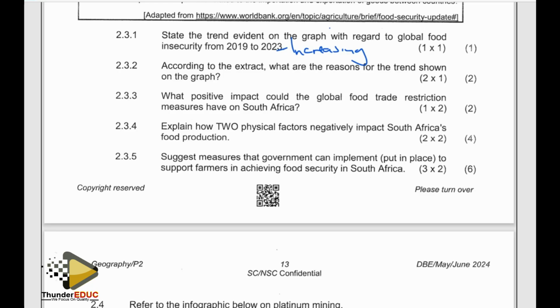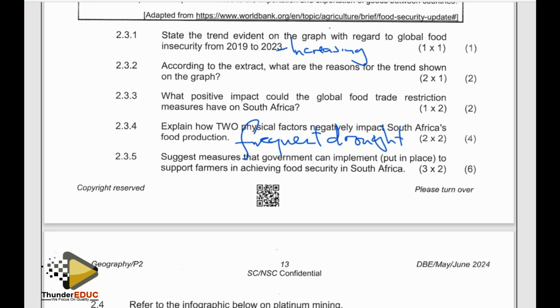Right, we move on to the next question. 234. Explain how two physical factors negatively impact South Africa's food production. Physical factors, we are looking at natural factors in that instance. The physical factors that we can mention here, you can talk of physical factors like climate change. When the climate is changing, we are looking at a situation whereby we are having frequent droughts now. Because of climate change, we are having frequent droughts.